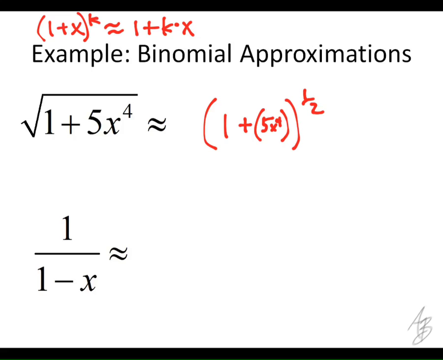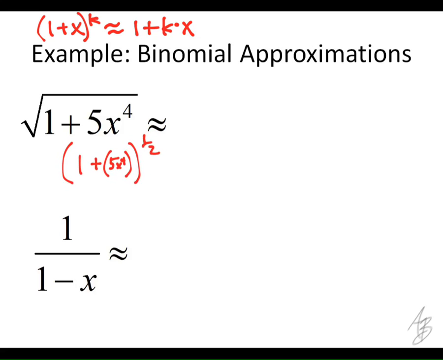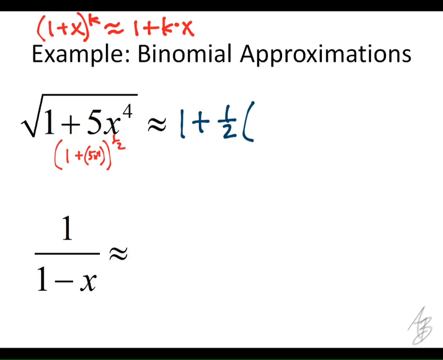So how would I write that then? How would I write the linearization of that? What do I put in here? Alyssa? Wait, do we need to find the derivative? Nope. We already did the work for it in the previous slide. Abdallah? Would it be like 1 plus 1/2 times 5x to the 4th? Yep.